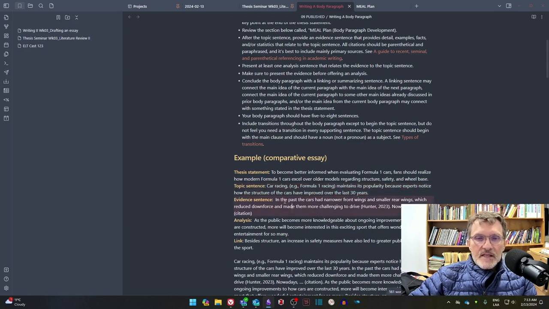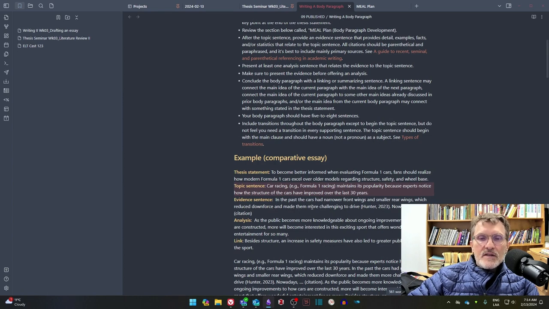Now, in my evidence sentence, in the past, cars had narrower front wheels. Now, I could probably change this to be a little bit more specific. In the past, Formula One cars. Now, it's relevant here, I think, if you're mentioning car racing and you've already mentioned Formula One, that perhaps saying the cars, we know which cars we're referring to. But if there is ever any confusion, sometimes direct repetition can be used for clarification. Well, for now, we'll leave it as it is.